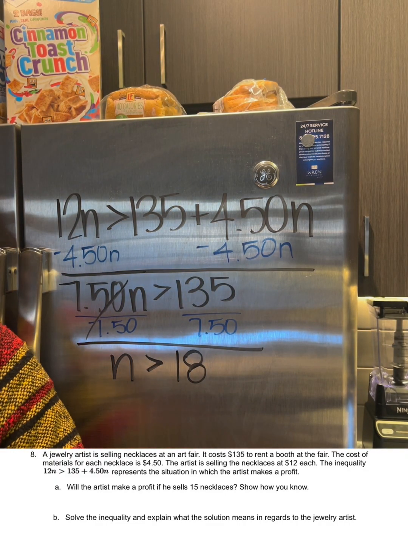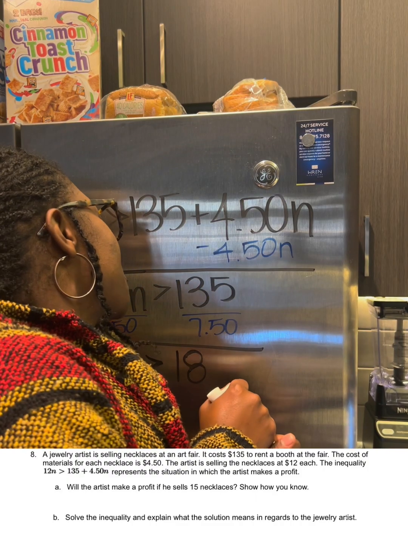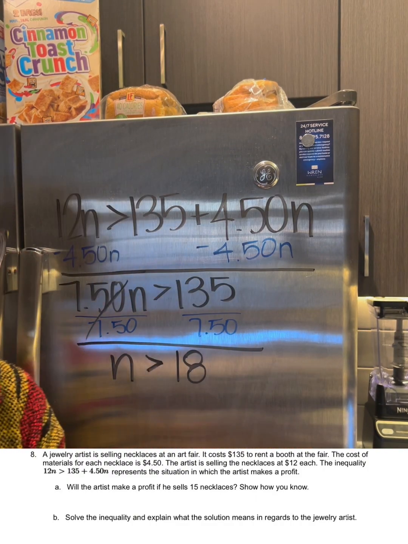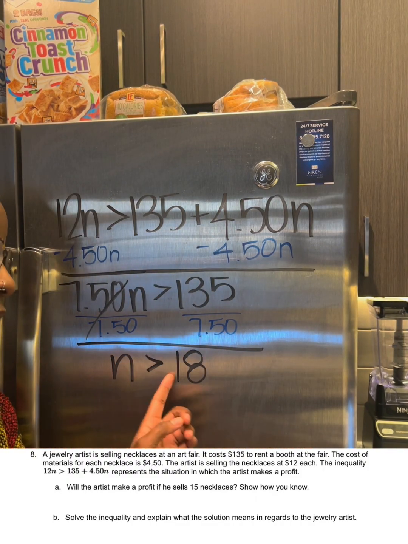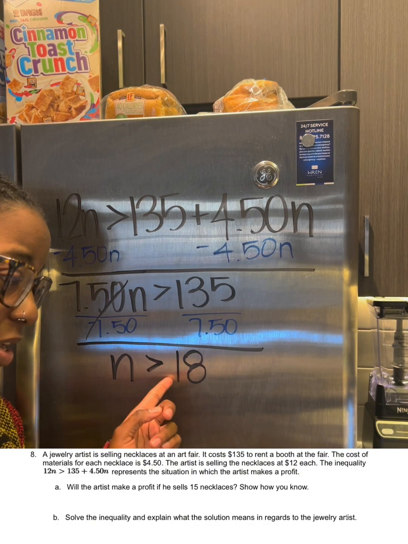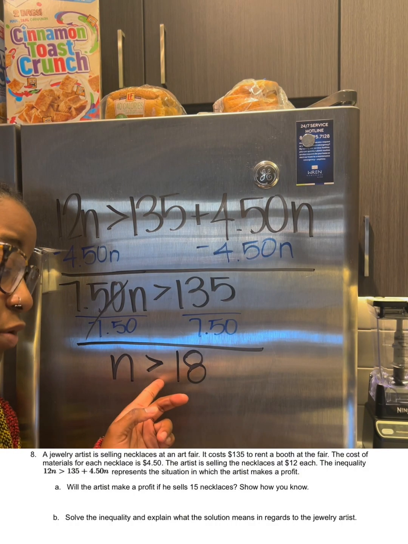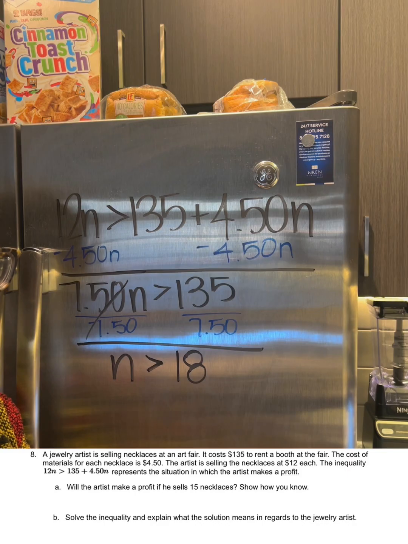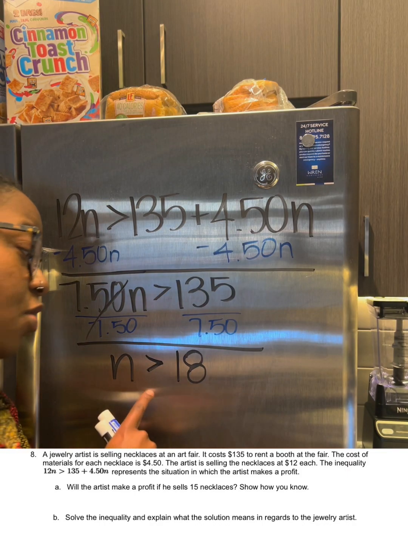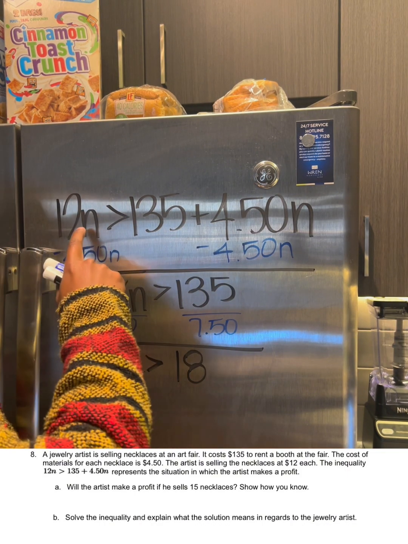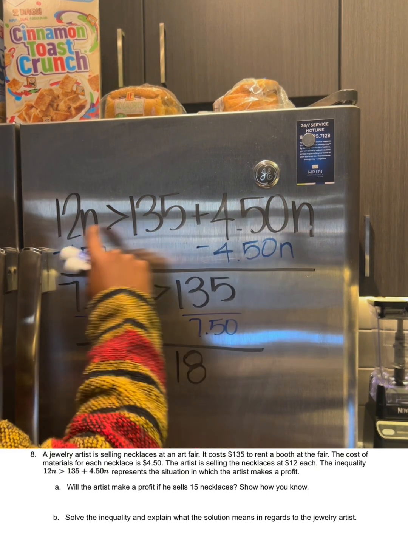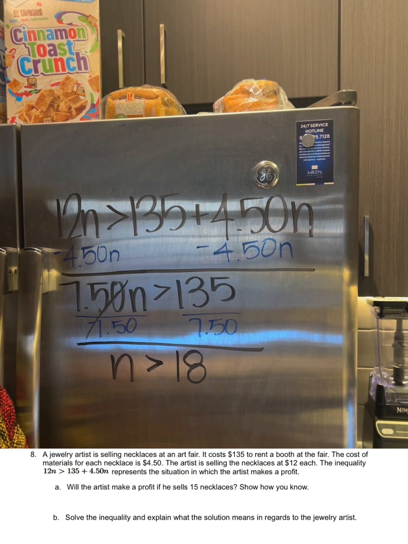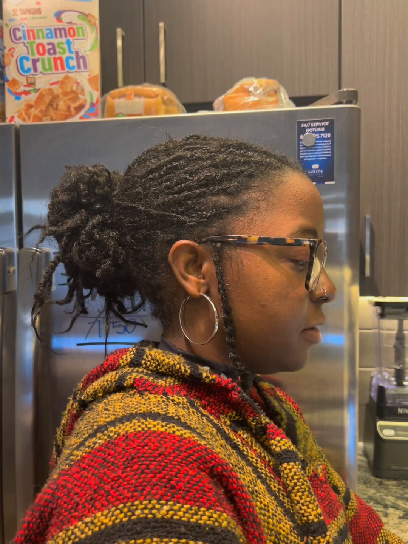All right. So when I go to solve this, right? You just made a whole 100 on your test. Quit playing. But not yet, because you didn't explain what this means. Now, what does this mean? This means that if he sells more than 18 necklaces, he can make a profit. As long as N is greater than 18, he can make a profit.